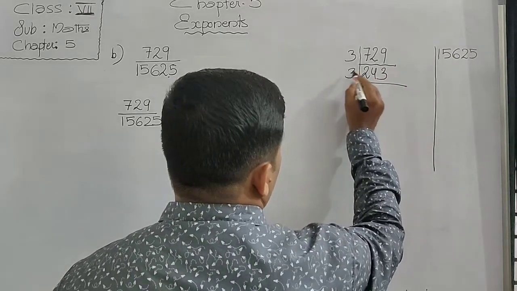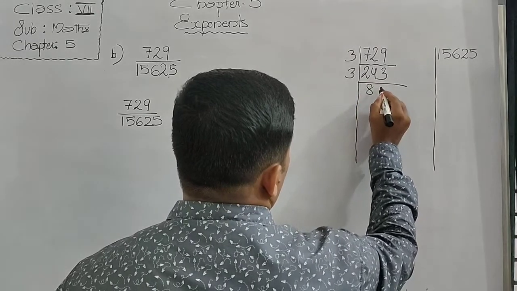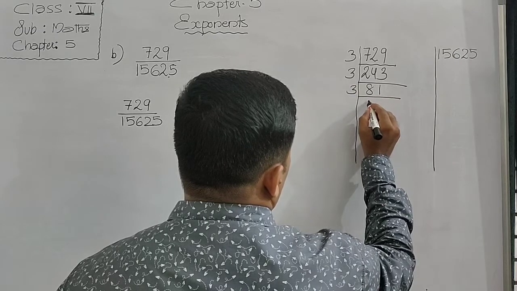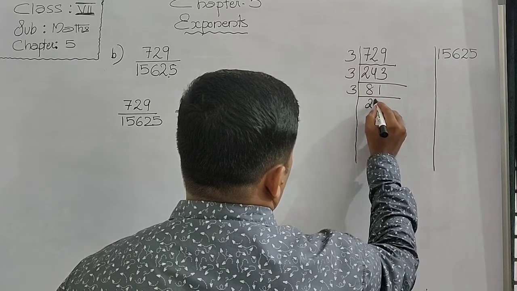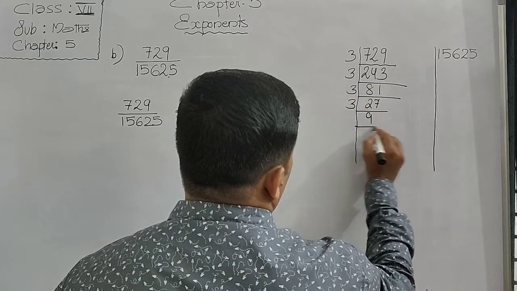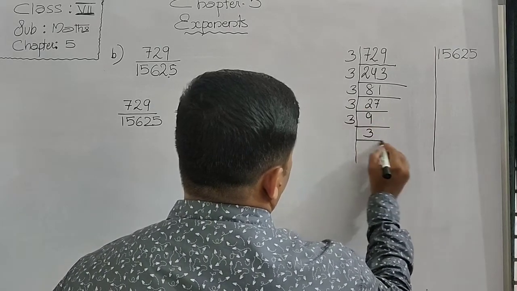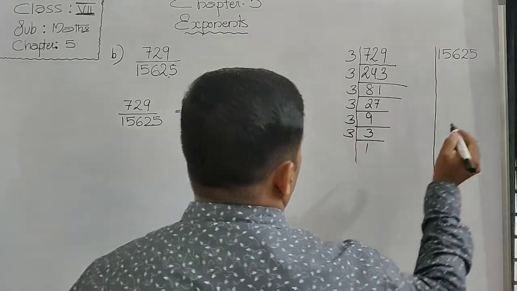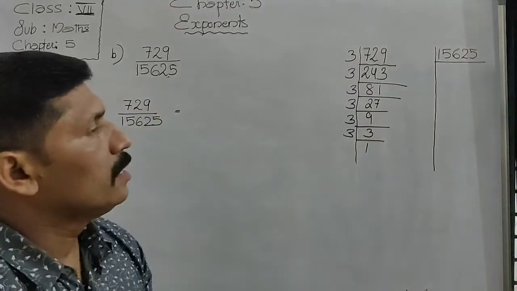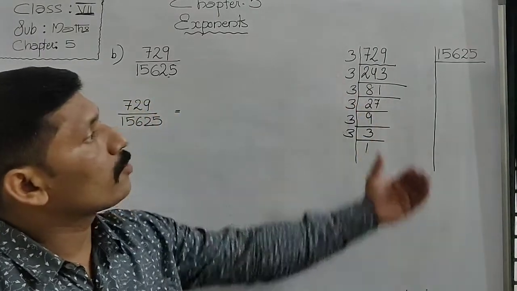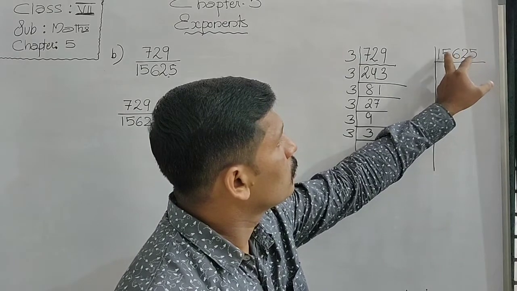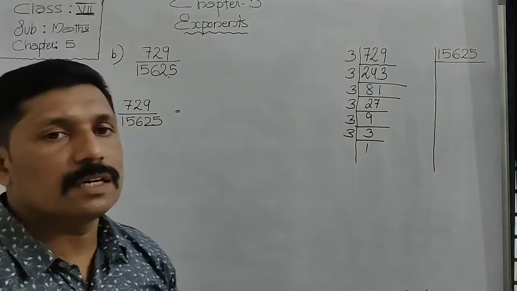Again we can factorize by 3. 3 8s are 24, 3 1s are 3. Then again by 3, 27. Again by 3. Okay. Next, this number cannot be factorized by 2 or by 3. Is it possible? No. So the next prime number is 5.